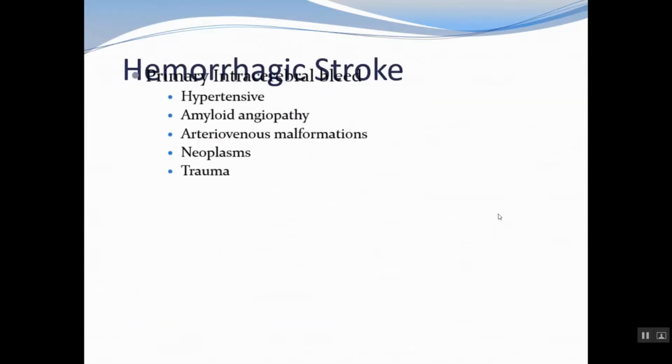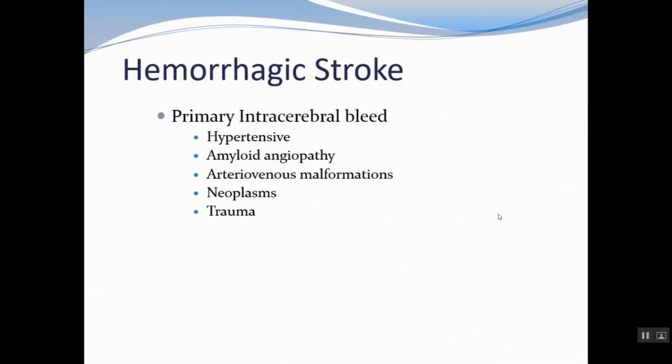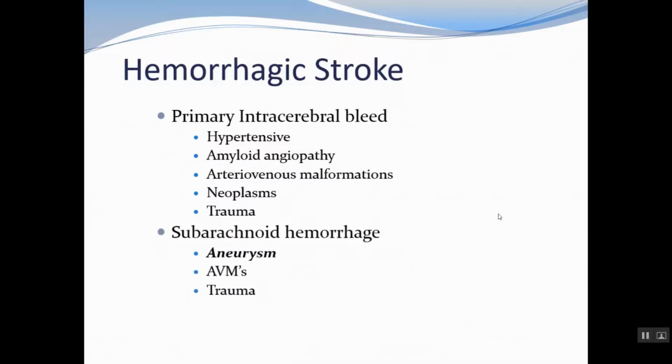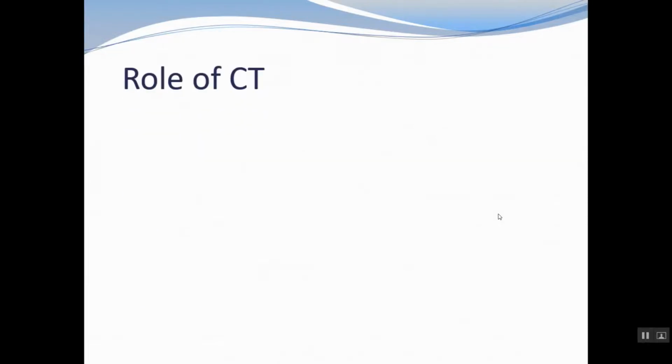Hemorrhagic stroke: primary intracerebral hemorrhage. Mainly the major cause is hypertension or amyloid angiopathy, arteriovenous malformation, neoplasms, or trauma. In cases of subarachnoid hemorrhage, it is due to rupture of an aneurysm, AVM, or trauma.